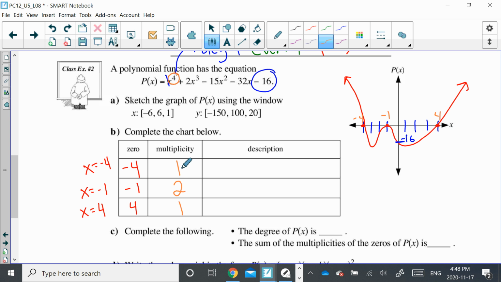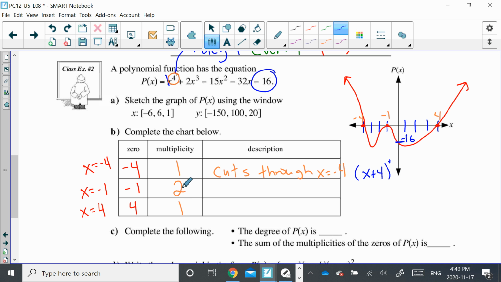Okay? The description would be cuts through at x is equal to negative 4. If I said, what is the factor? The factor would be x plus 4 would be my factor, and there would have to be a 1 there. I don't need to put that invisible 1 though, okay?